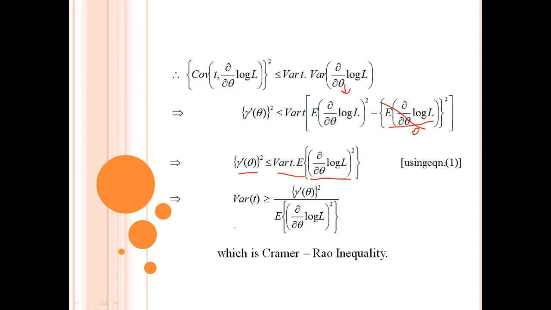So from this we have proved the Cramer Rao inequality, that is, variance of T is greater than or equal to gamma dash of theta the whole square divided by expectation of ∂/∂θ log L the whole square. Thank you, friends.